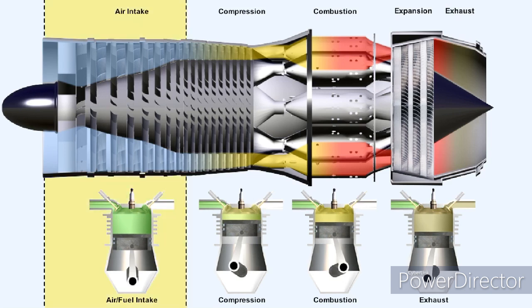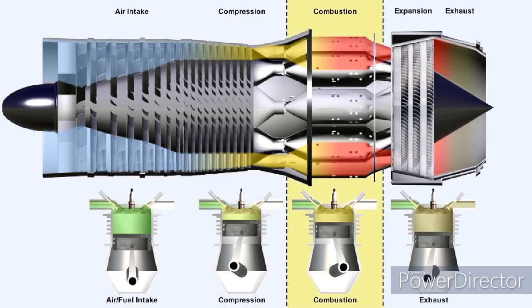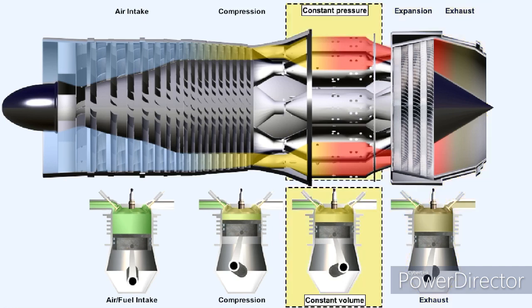The induction, compression, power, and exhaust strokes of the Otto cycle are each matched by induction, compression, combustion, and exhaust stages in the Brayton cycle. One major difference, however, exists in that in the gas turbine engine, combustion, theoretically, occurs at a constant pressure, whereas in the piston engine it occurs, once again theoretically, at a constant volume.